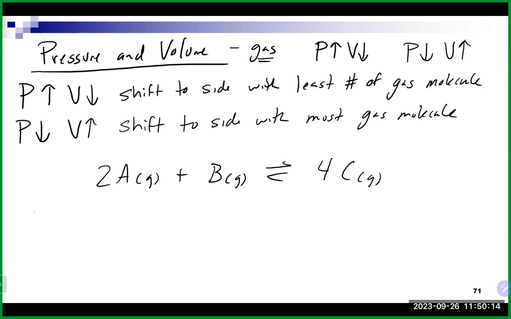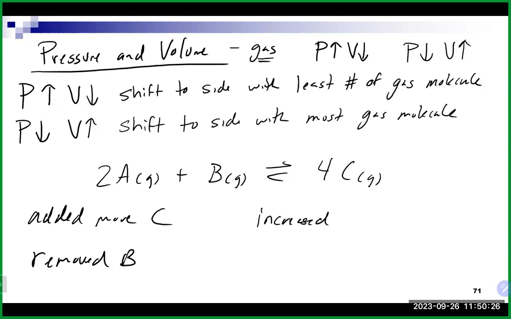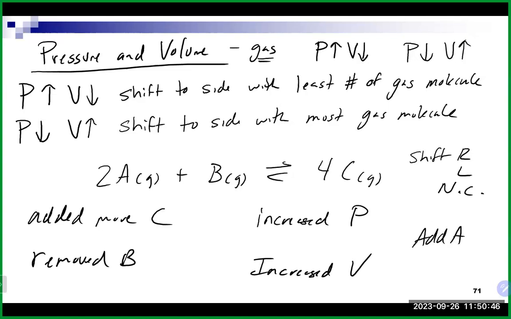Let's say we added more C, we removed B, we increased the pressure, we increased the volume. All right, will it shift to the right? Will it shift to the left, or will there be no change? So take a second there and decide what will happen in each of these cases. And why don't we add A as well?